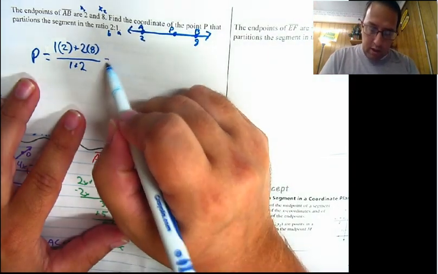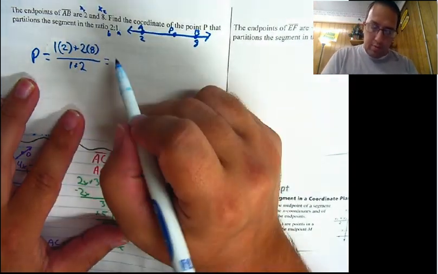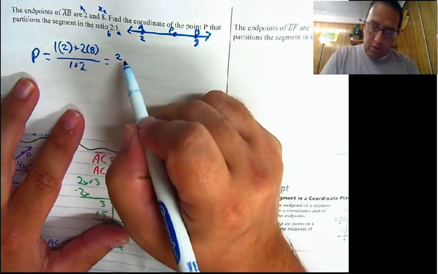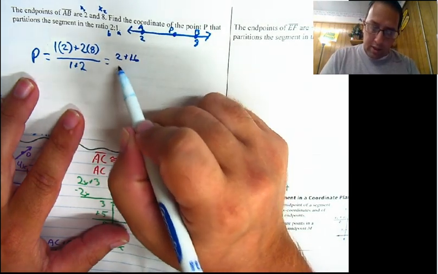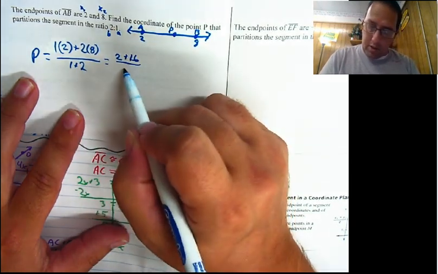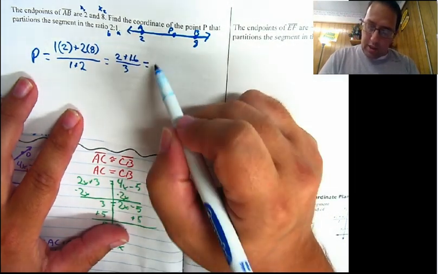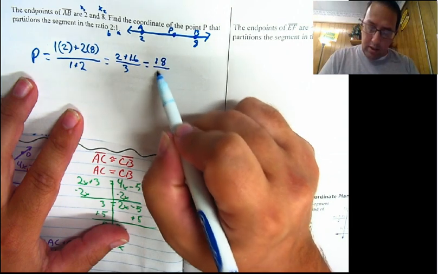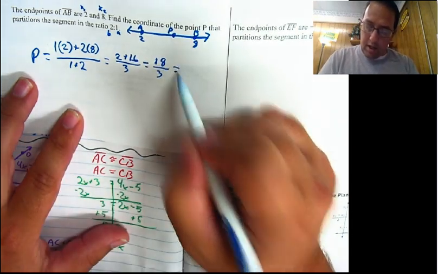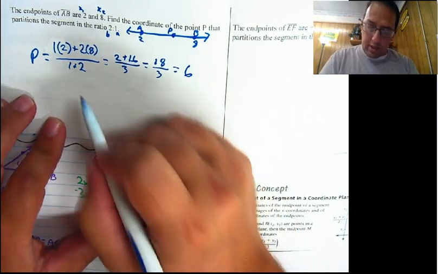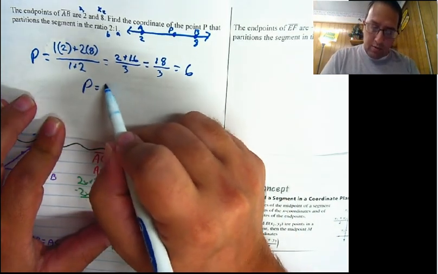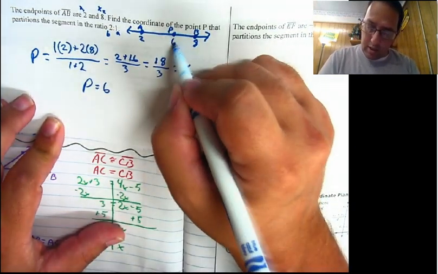So let's work this out. Let's see, multiplication first. So 1 times 2 is 2. 2 times 8 is 16. And 1 plus 2 is 3. 2 plus 16 is 18 divided by 3. And 18 divided by 3 is 6. So P equals 6.